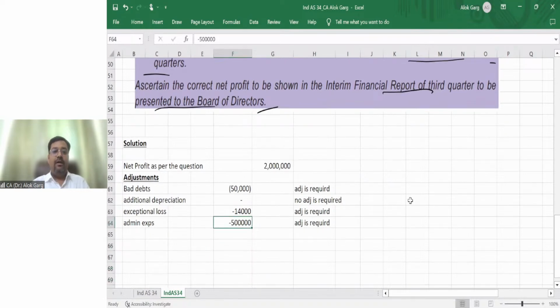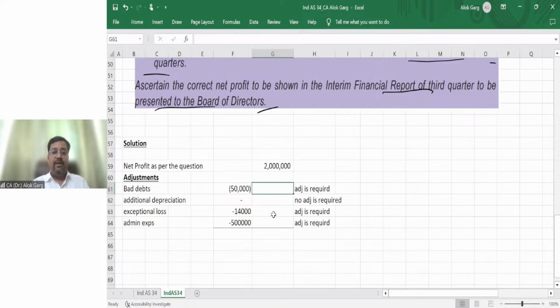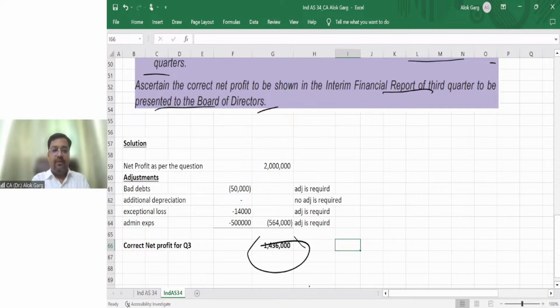Total adjustment? My total adjustment is equal to the sum of these three adjustments. What is my correct net profit? Correct net profit for Q3 is 14,36,000. My correct net profit will be 14,36,000. Right. This will be my correct net profit. 14,36,000.